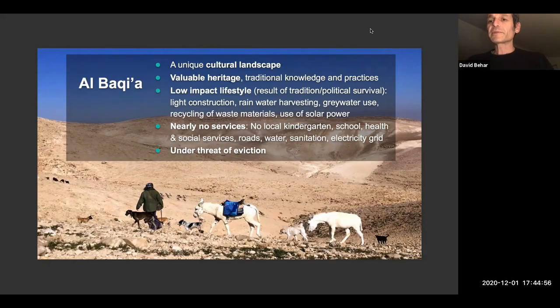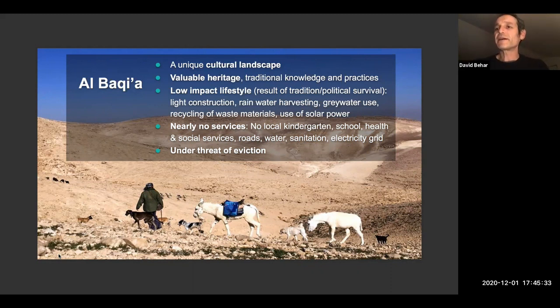So, a few words about the area that we chose for this project, which is Al-Bakia. We chose it because it was very nearby Arad, and because of what we found to be a unique cultural landscape, which reflected an ancient desert tradition more than 2,000 years old. They have a very valuable heritage of traditional knowledge and different practices.